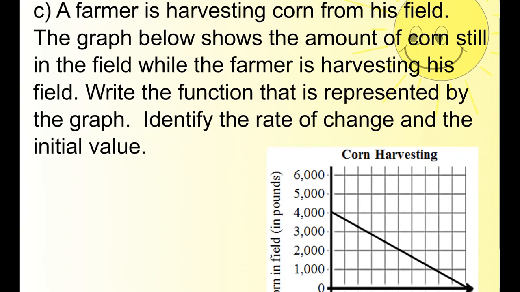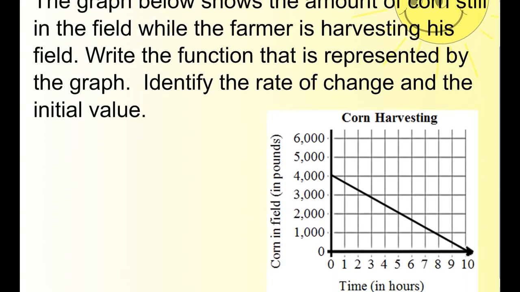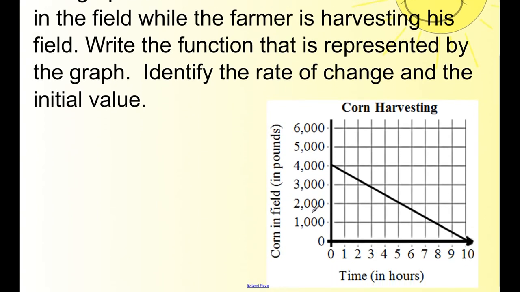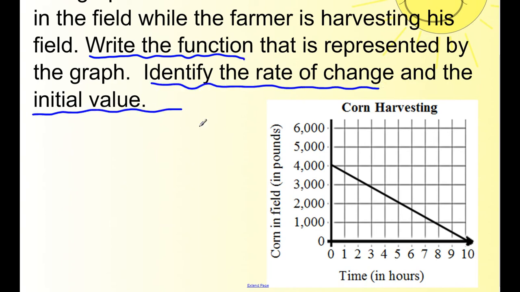Letter C. A farmer is harvesting his corn from his field. Okay. The graph below shows the amount of corn still in the field while the farmer is harvesting his field. All right, let's look at the graph. All right, so corn left in the field in pounds and time. Okay. Write the function that is represented by the graph. Identify the rate of change and the initial value. All right, so we need to write the function. Then we need to identify rate of change and the initial value.